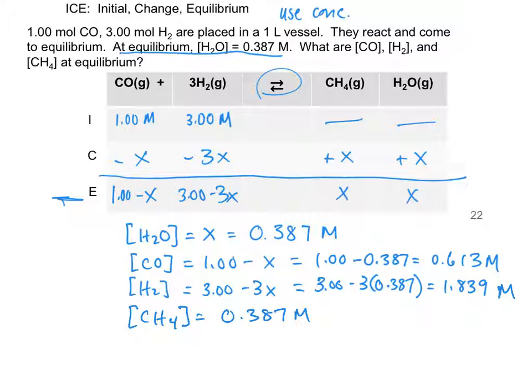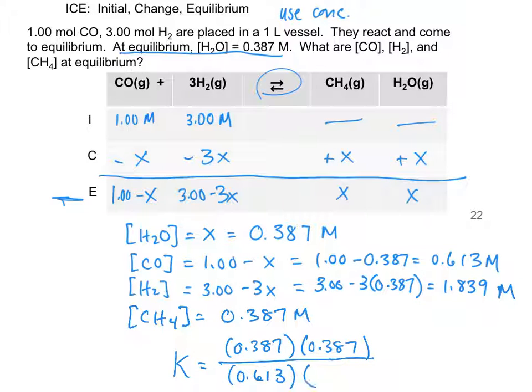We can now solve for K. So K is going to be equal to the concentration of CH4, 0.387, times the concentration of H2O, 0.387, divided by the concentration of CO, 0.613, times the concentration of H2, 1.839, cubed. Okay? And don't forget about that cubed.